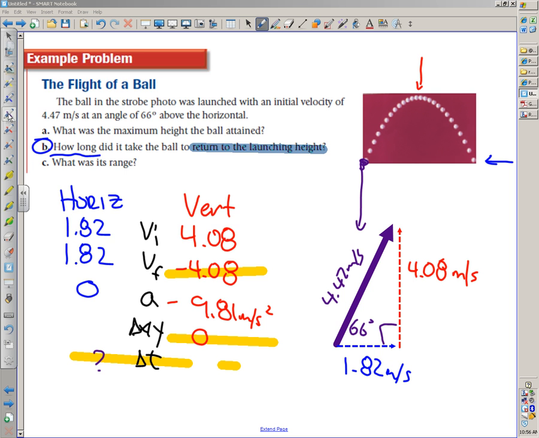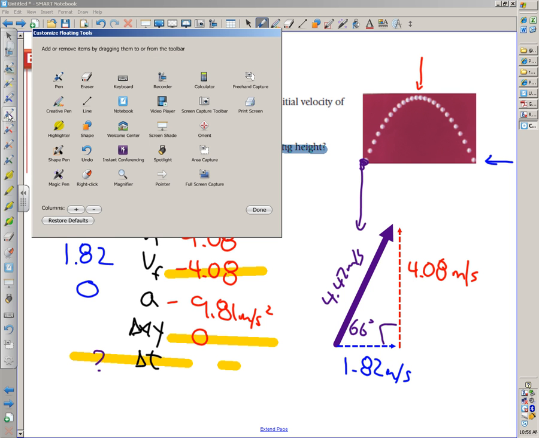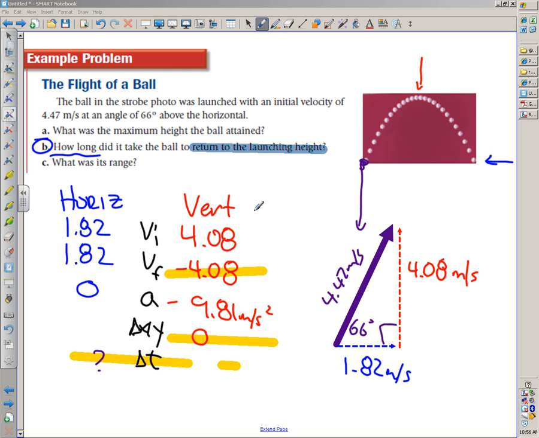Yeah, 0.832. It wasn't even in the air for a second.